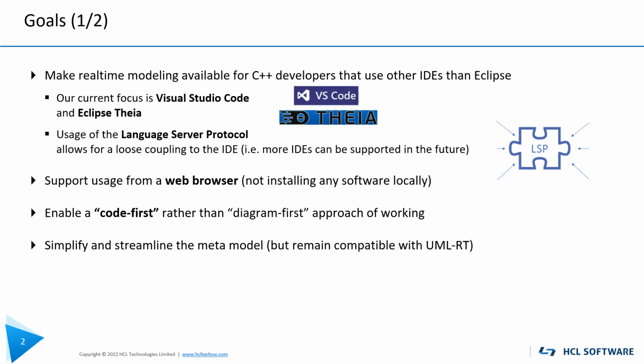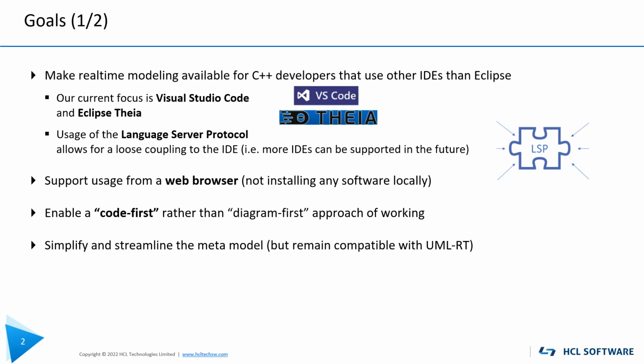Today in Artist, the approach of working is better described as diagram first. So the user creates their models by using graphical diagrams, and then they get the generated code and can start working on code level later. But since these IDEs are very much code-centric, we wanted to see, can we instead give a code-first approach where people can start coding and get the diagrams updated automatically as they change the code? And also other views, not only diagrams.